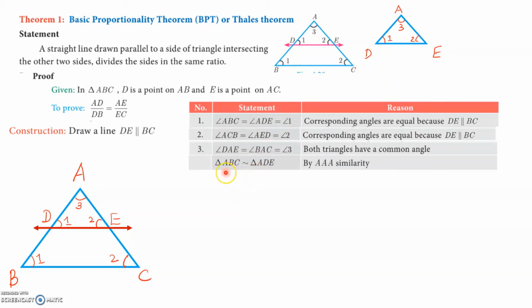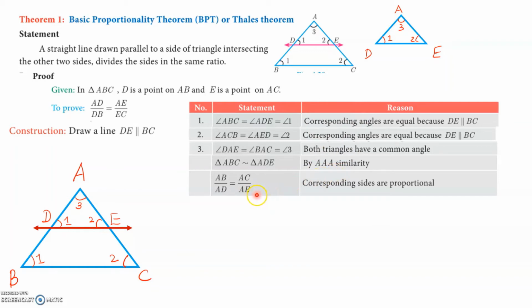So we can say that the triangle ABC, our big triangle, is similar to triangle ADE. ADE is nothing but this triangle here. I brought it out just for you to visualize. So these two triangles ABC and ADE, which I have brought out here, are similar triangles by the AAA method, which is all the three angles are equal.